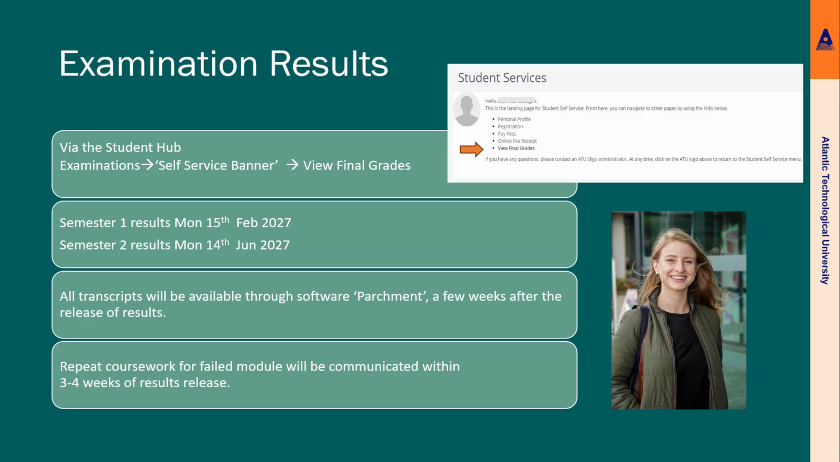If you have failed a module, then the repeat coursework for the failed module will be communicated to you about 3 to 4 weeks after the results release, so you know what to do for the next session. And you will be required to actively register yourself for the next session or for the repeat session. We only automatically register you for the first session.